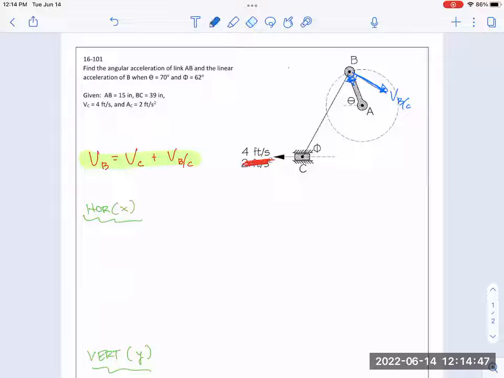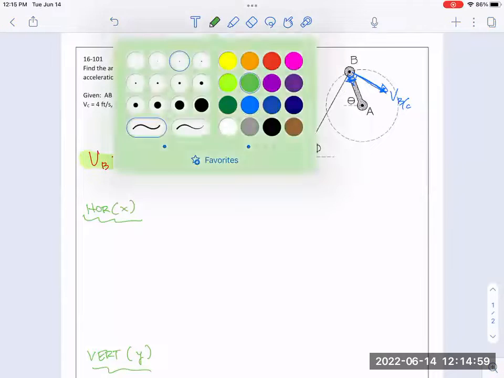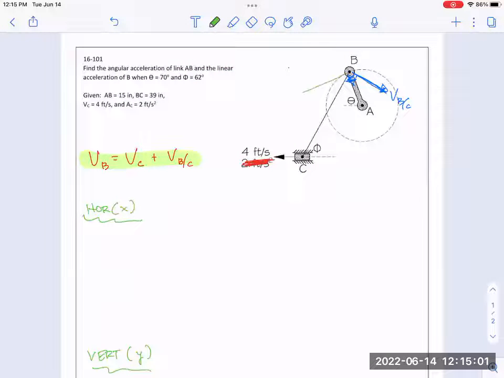And since C is moving left, isn't it a little bit more obvious that B is also moving in the opposite direction? It's actually counterclockwise. And so wouldn't this be the direction that B's velocity is moving, and that would be 90 degrees. So it's like, there are my two velocities up there.